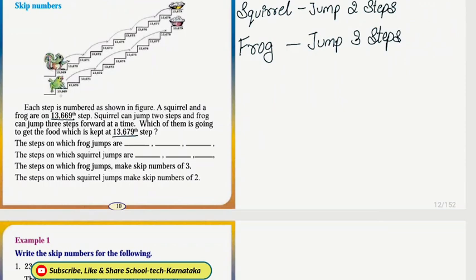So the steps on which the frog jumps are. Our frog is here at the 13,669th step. Our frog jumps 3 steps at a time. So it skips the first and second step and jumps directly to the third step. So now our frog jumped from the 13,669th step to the 13,672nd step.